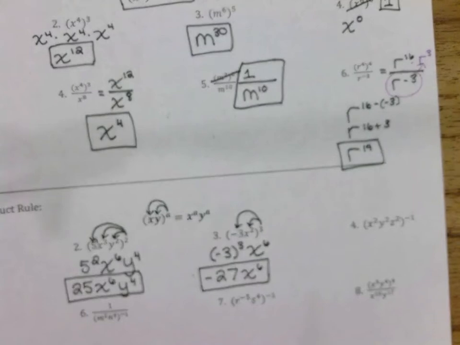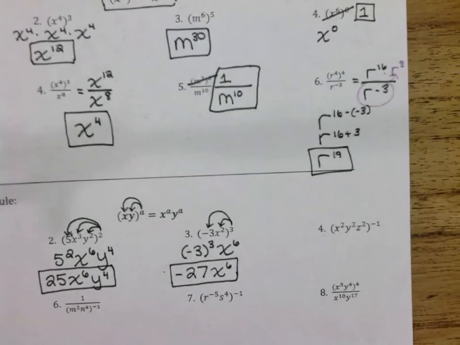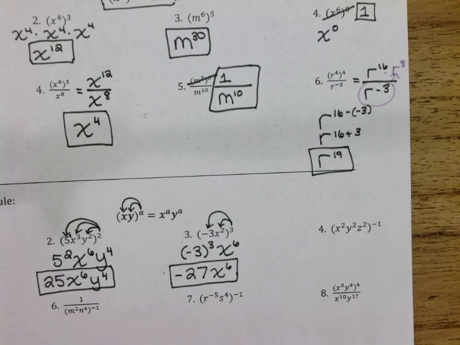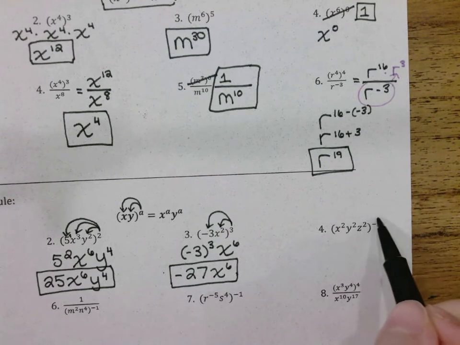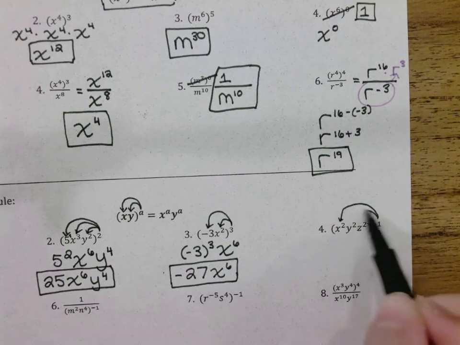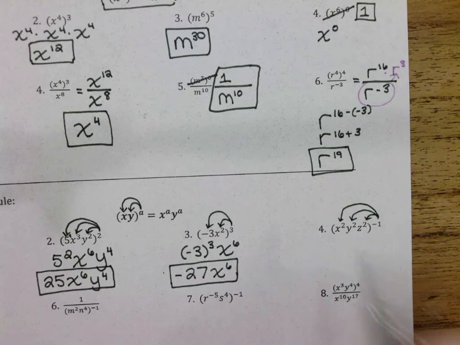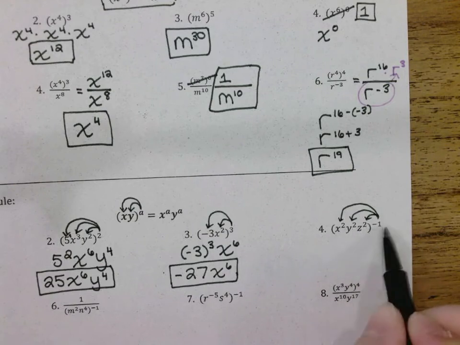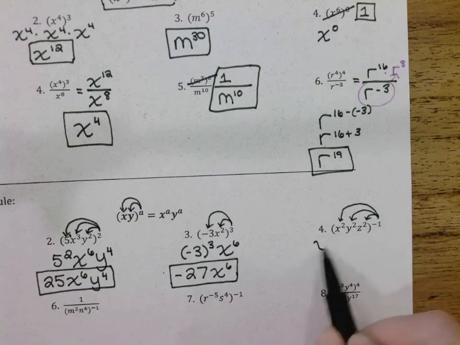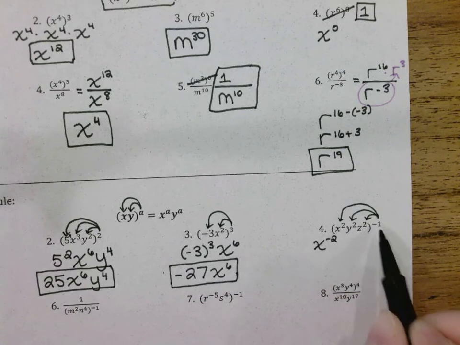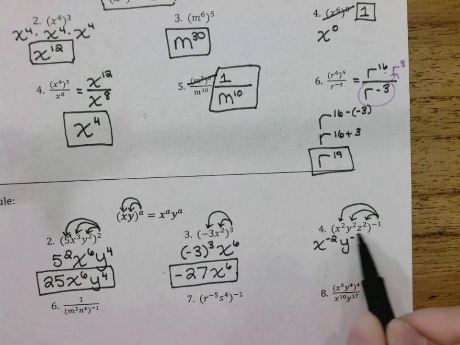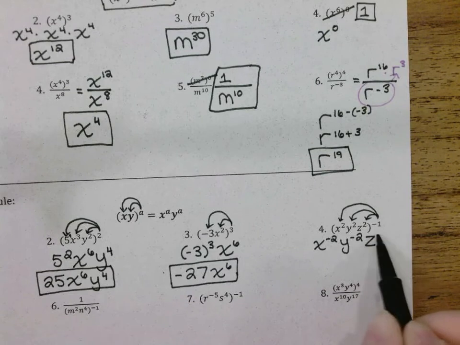moving on to 4. Couple different ways you could do 4. I'm going to stick to what we've been doing and use the power of a product rule and take this negative 1 and apply it to the x, the y, and the z. And so, I'm going to multiply all of those exponents. So this is going to become x to the negative 2, right? 2 times negative 1, y to the negative 2, z to the negative 2.